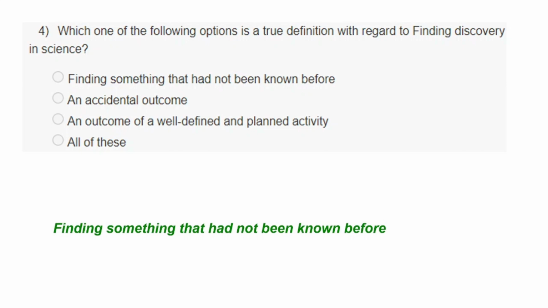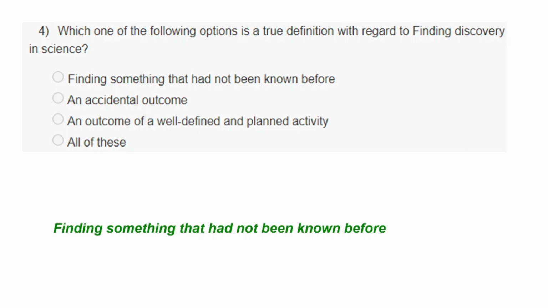So sometimes people are actually working on something else. They're also working on trying to find something that has not been known before, but they actually end up finding something else. So an accidental outcome can also be termed a discovery, but the first option is more relevant in context to this question. Making discoveries, basically you're trying to find out new knowledge. There's novelty in your work, something that has not been known before, something that has not been published, or something that has not been demonstrated before. So even I think the first option is most relevant in context to this.